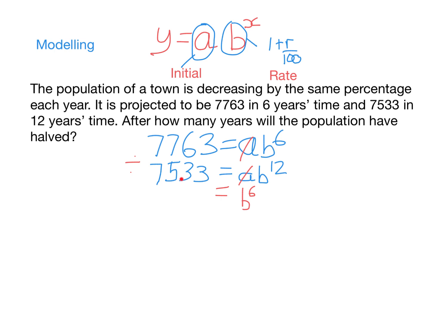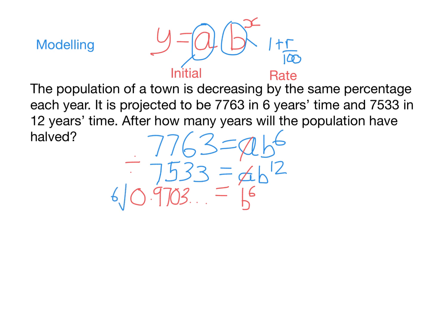So now I'm going to do this number divided by this number. Putting this on our calculator, we get about 0.9703, and it keeps going. Now I'm just going to write a few digits to save time, but in my calculator, I need to use this exact value. My next step to get b by itself is to take the 6th root of that.